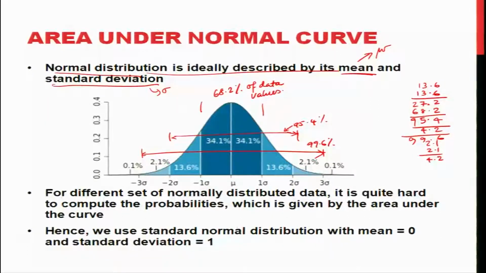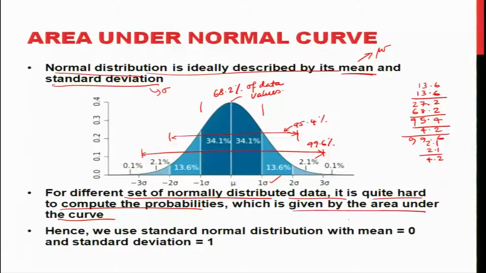But the issue here is that for each data set you will have its own mean and standard deviation. So, for different sets of normally distributed data, it is quite hard to compute the probabilities, which are given by the area under the curve. If you have one set of data, you will calculate the mu, you will calculate the standard deviation and from there you will create the curve. Once the mean and the standard deviation change, you have to draw a new curve.